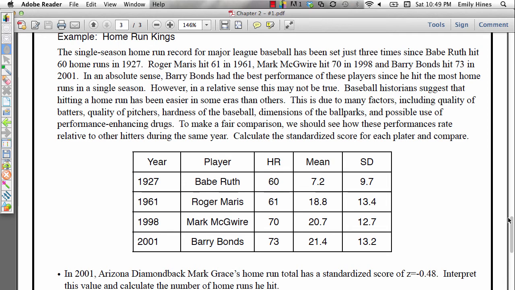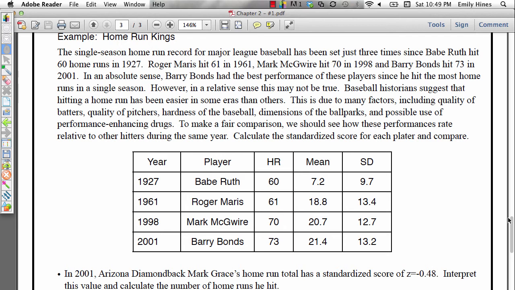One is the home run king. The single season home run record for Major League Baseball has been set 3 times since Babe Ruth hit 60 home runs in 1927. It's been set by Roger Maris, Mark McGwire, and Barry Bonds, and in an absolute sense, Barry Bonds has had the best performance. However, baseball historians suggest that hitting home runs now is easier than when Babe Ruth or Roger Maris did it, because of the quality of batters, the quality of pitchers, the different makeup of baseballs, the different dimensions of the ballparks. You could also consider that maybe they used performance-enhancing drugs, or different bats.